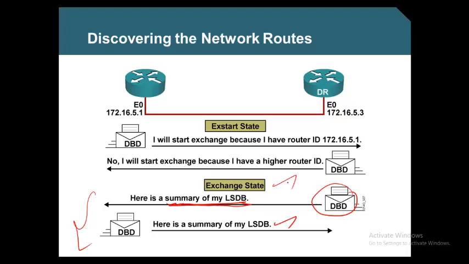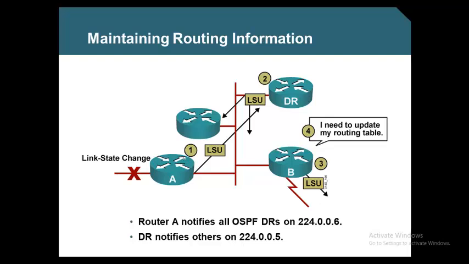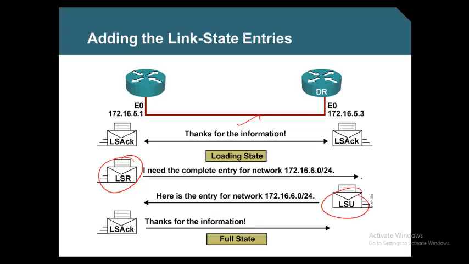See, neighborship is already formed in the two-way state. Neighbor state is formed right here itself. I know him, he knows me. But after that, the exchange and all happens, and this is what is called adjacency, full adjacency. So there are 7 states you see here. First it was down state, and then init state, and then two-way state. This is where the neighbor got established.